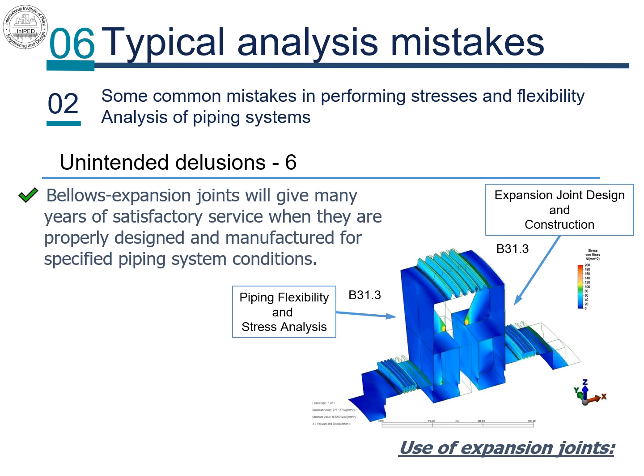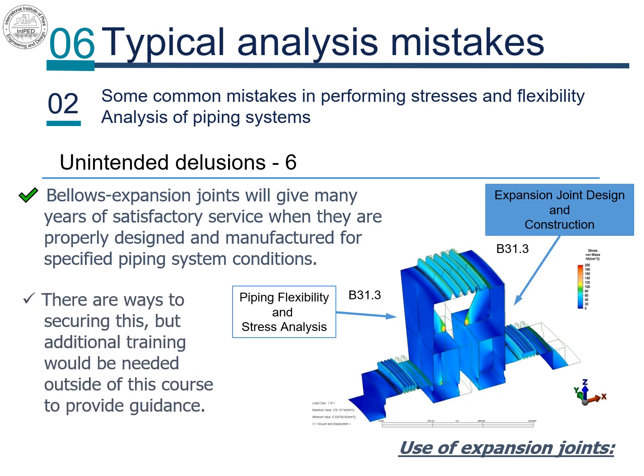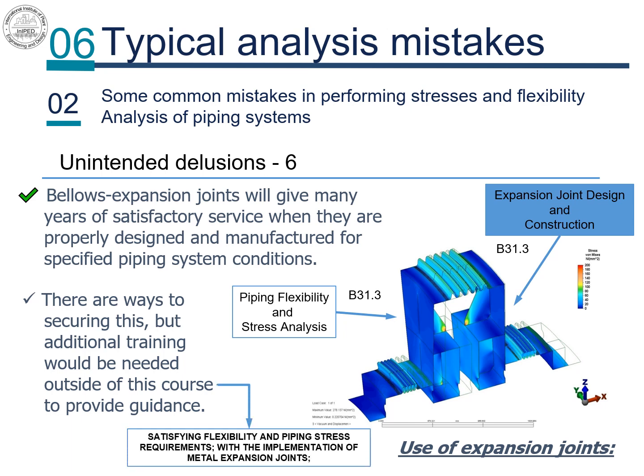So, we have the situation where knowledge related to the design and construction of expansion joints sits with expansion joint manufacturing companies, which are totally separate and often remote entities in the design process, which makes it even more difficult to combine their efforts. Securing this, however, is explained in the additional course titled Satisfying Flexibility and Piping Stress Requirements. With the implementation of metal expansion joints, the rewards can be significant, and the created final product would outweigh all shortcomings normally associated with expansion joints, ensuring the required reliability is achieved for the projected design life.